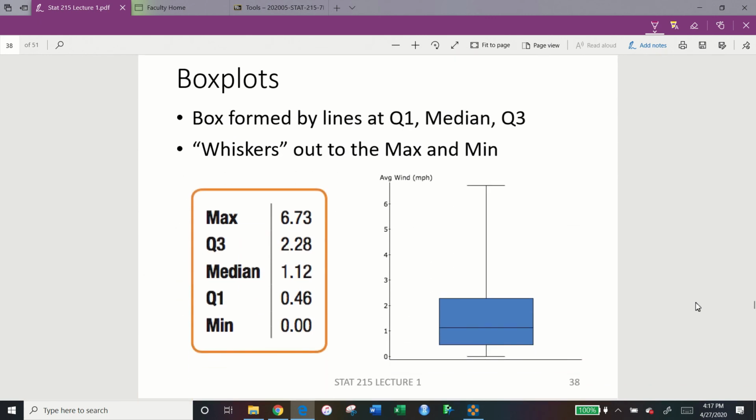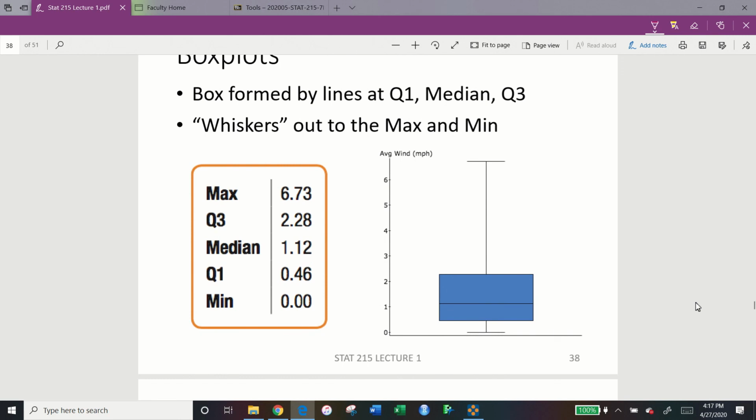Box plots are formed by lines at Q1, the median, and Q3, and then whiskers out to the maximum and minimum value. For example, if we have a data set where our maximum value is 6.73, our Q3 is at 2.28, our median is at 1.12, our Q1 is at 0.46, and our minimum is at 0, we can see that our lines are drawn.